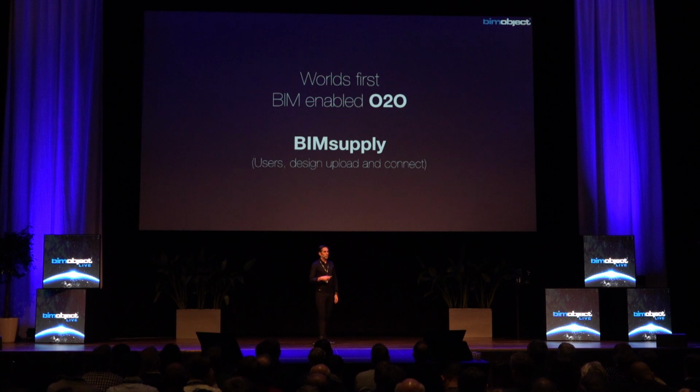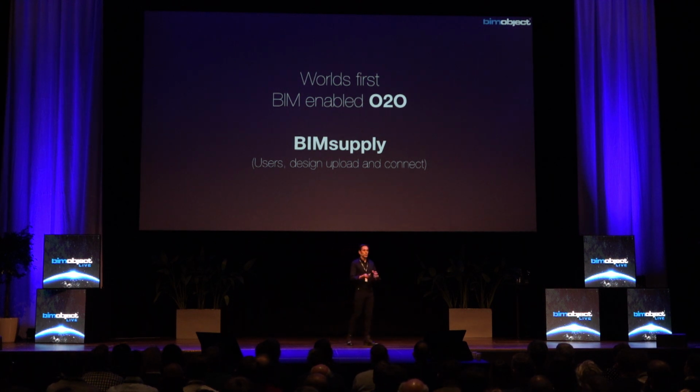I'd just like to quickly reiterate so you remember what the BIM Supply platform is. It's the first BIM-enabled O2O platform. So O2O, what do we mean by that? We mean from online to offline. So from the digital product to the physical product. So now we're talking about the supply chain.